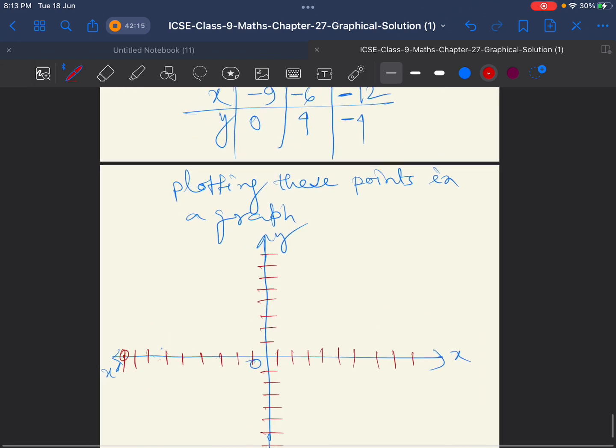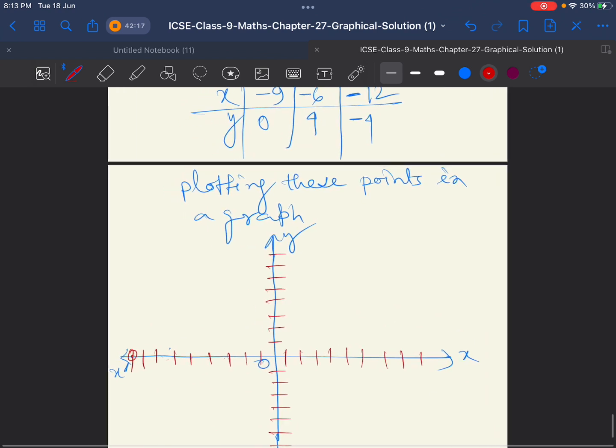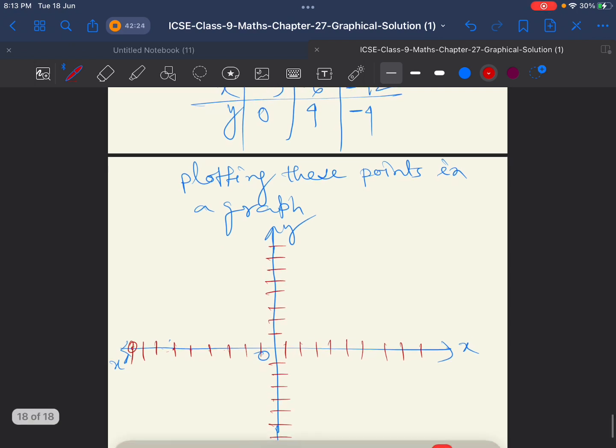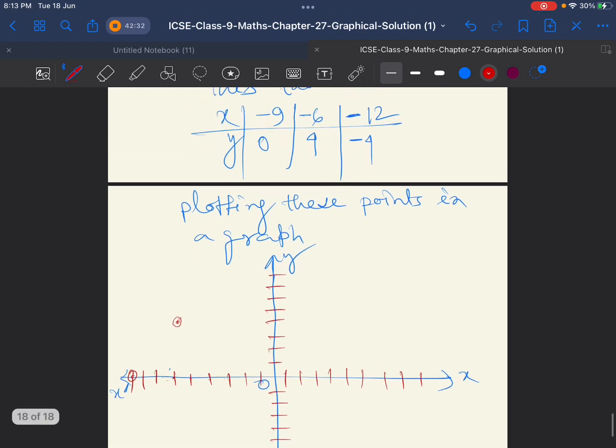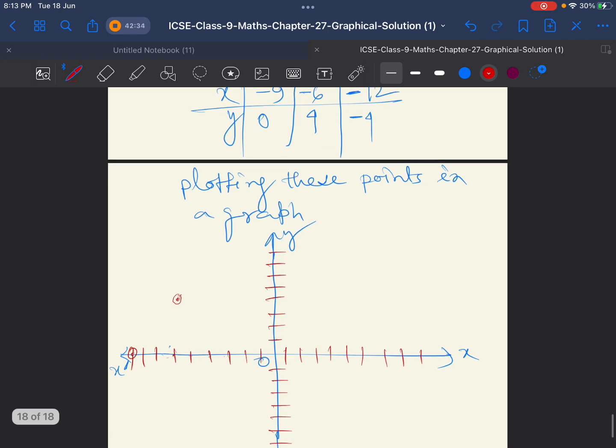Okay, this point will be here. Minus 6, 4. 1 2 3 4 5, 1 2 3 4 5 6 and 4, 1 2 3 4. So this point will be here.